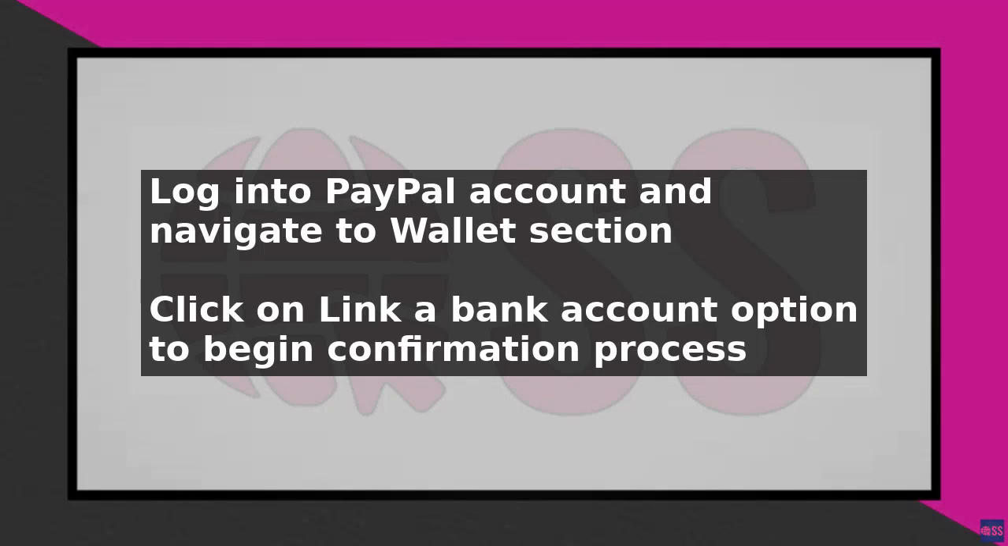To confirm your bank account on PayPal Business, start by logging into your PayPal account and navigating to the Wallet section. In this section, you will see a list of your linked bank accounts and credit cards. Click on the Link a Bank Account option to begin the confirmation process.